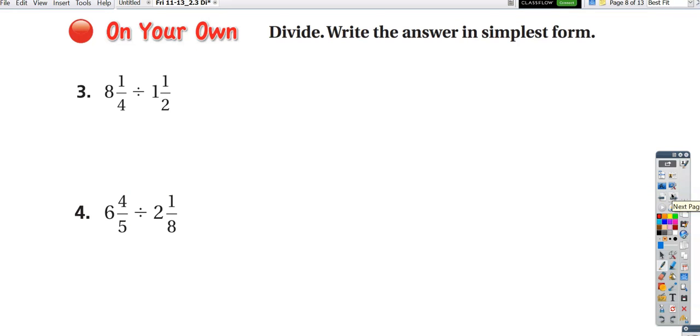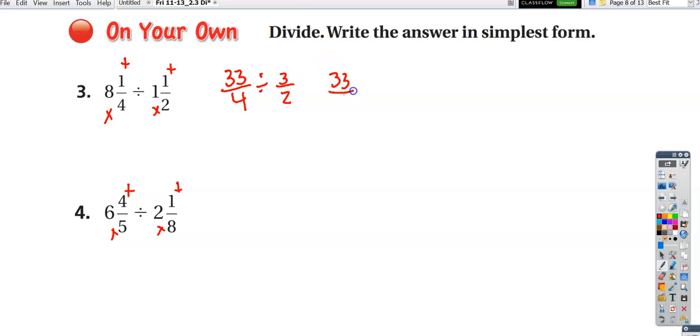Okay, now we're on the OYO. You're going to try these. Remember, please change your mixed number into improper before you do any math with them. Okay, 3 and 3/4 divided by 3 halves.